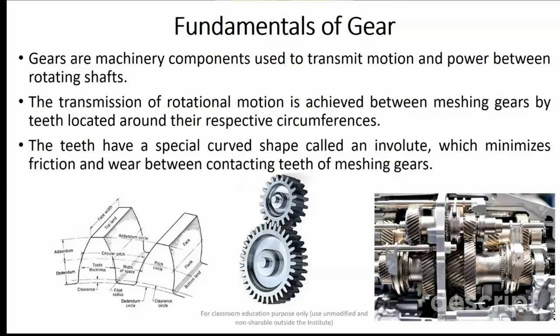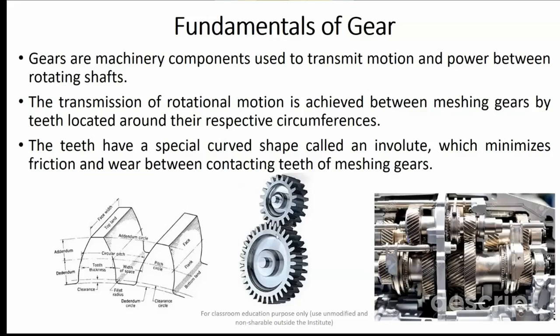You might have studied about gears in some previous subjects like strength of materials, and if you don't have any idea, then I will give you a brief idea. It is a very important machine element which is used in almost all automobiles, and its function is to transmit motion and power between rotating shafts. The transmission of rotational movement is achieved between the meshing gears by teeth located around their respective circumferences.